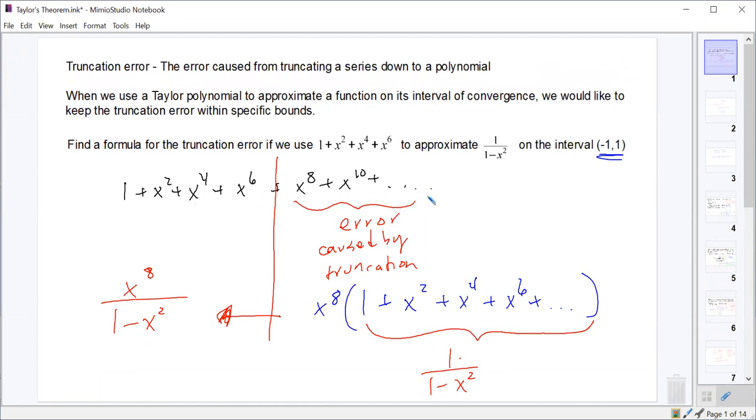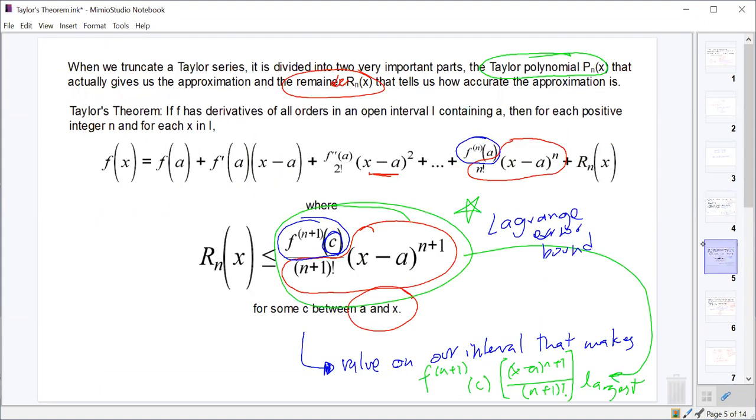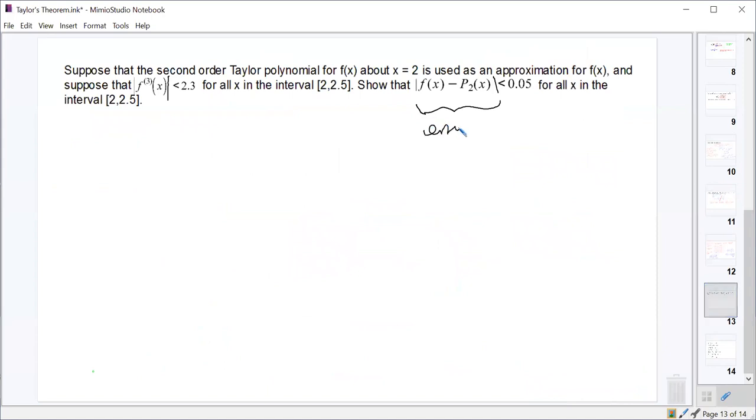Here's my full series. Here's my truncation. What does that give me if I take my full series and I truncate something off? It gives me my error, or as we've also been calling it, my remainder. So this is our error, or it's our remainder. The full series, the function itself, minus the Taylor polynomial, the second order Taylor polynomial approximation of it, gives us the error. So we want our error to be less than 0.05.